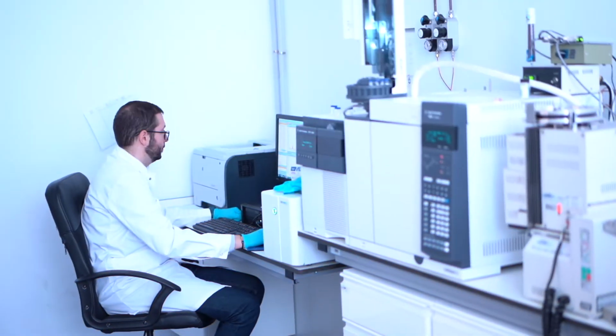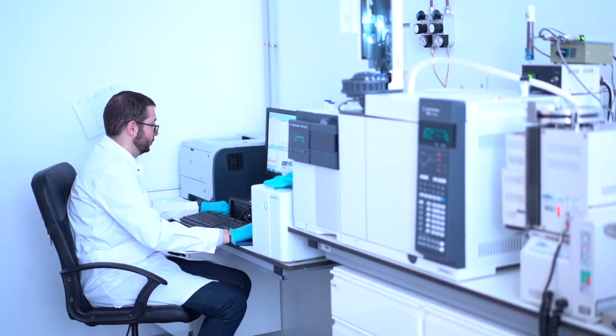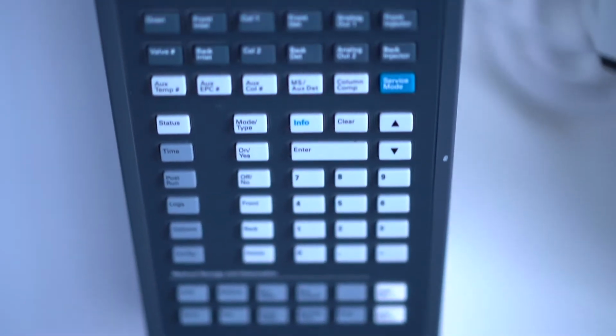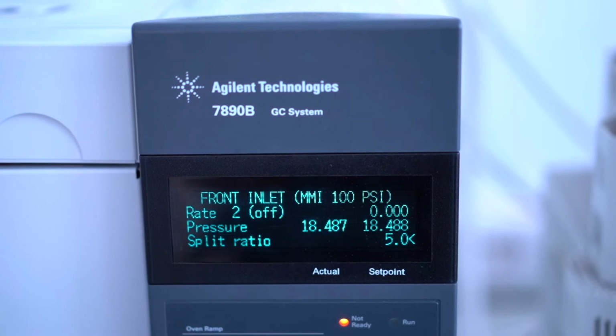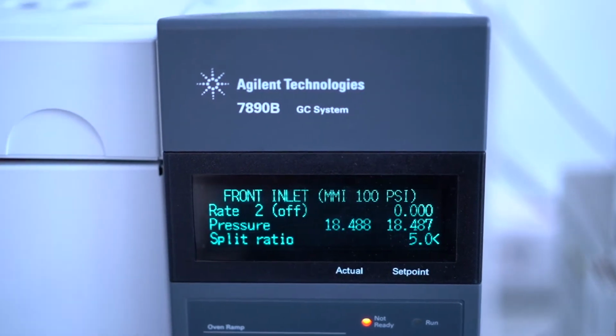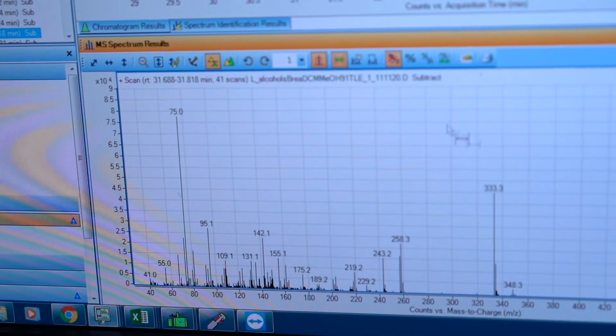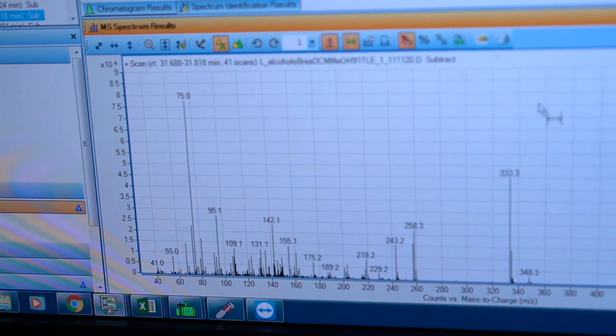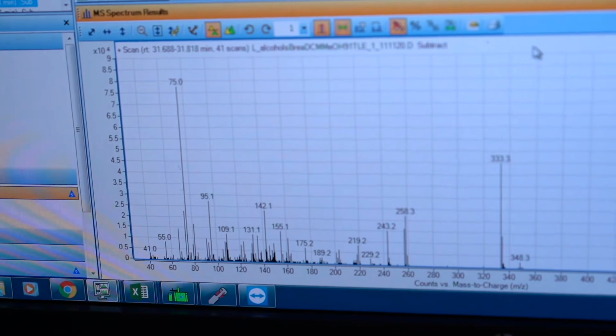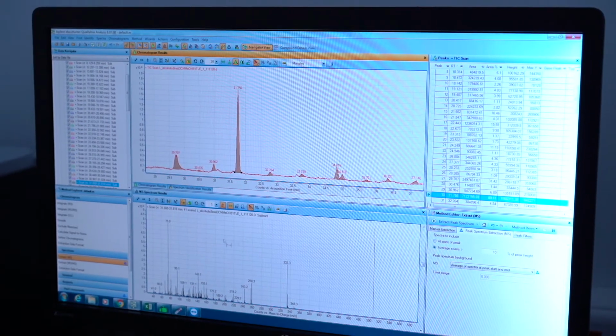Another part of the instrument is the mass spectrometer, or MS. This part is where the specific masses of the molecules are measured. And this allows us to identify the molecules using a standard library of lipid compounds, and later to quantify their concentrations. This is a typical mass spectrum.